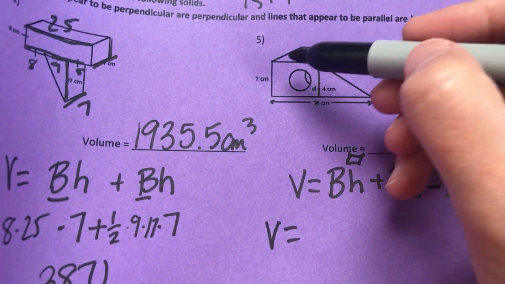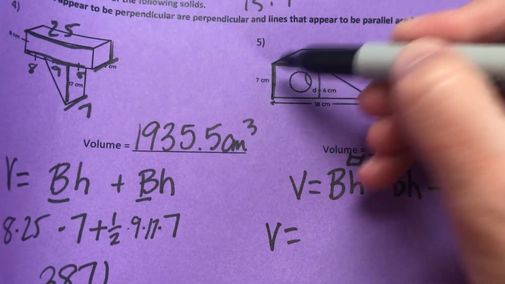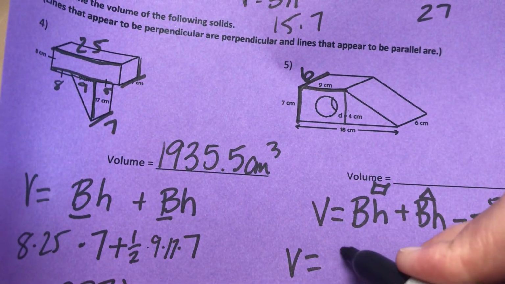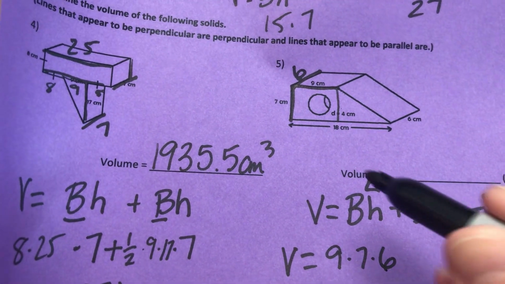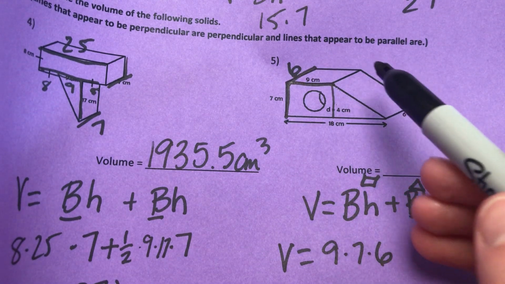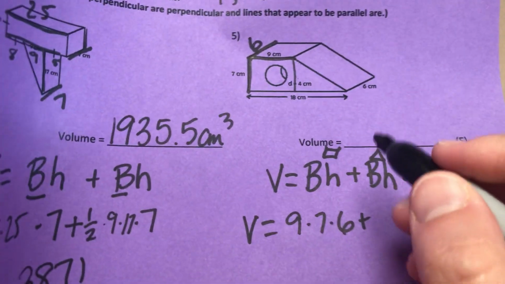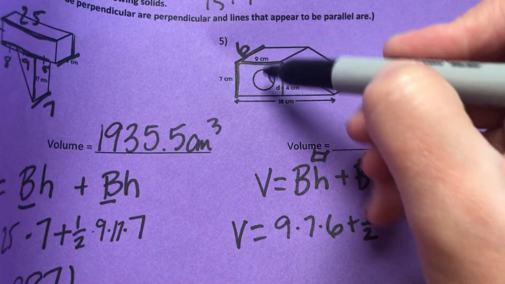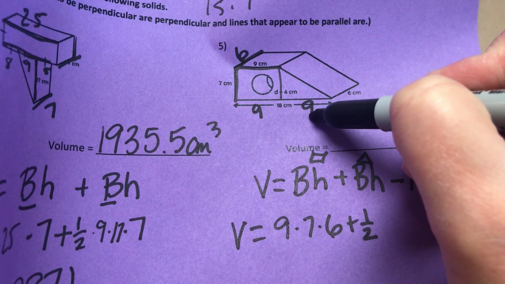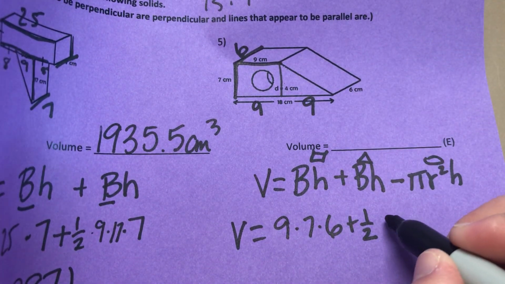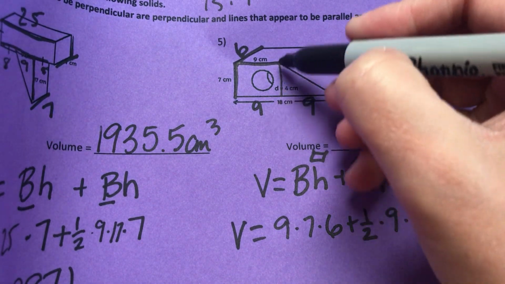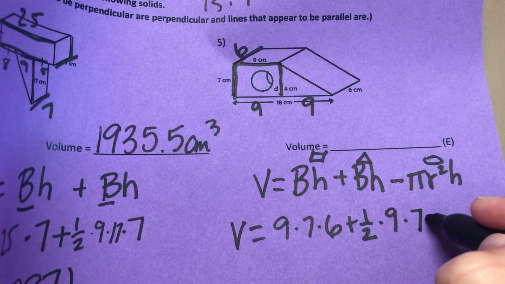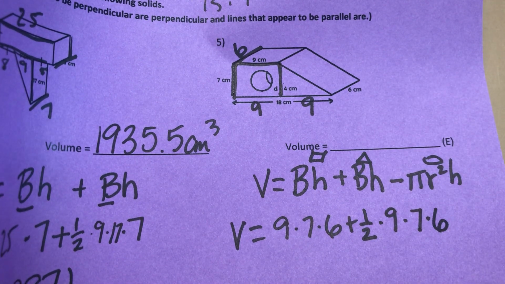So volume equals, for my rectangle, this is 9 by 7 by this depth, which is the same as the depth over there, which is 6. So 9 times 7 times 6 will give me my rectangular prism. Plus, again, because it's a triangular prism, I have 1/2 base. So if this is 9, this is 9, this whole thing is 18, so I know that that is also 9 now. So base times height, the height is equal to this height, so 7, times the depth of the object, which again is 6.